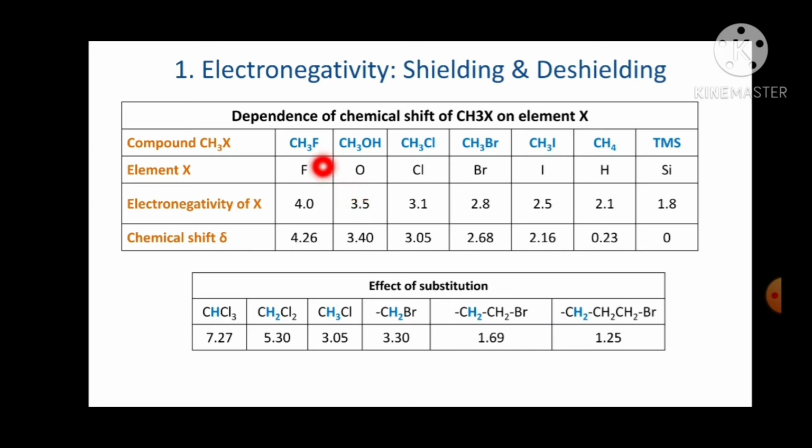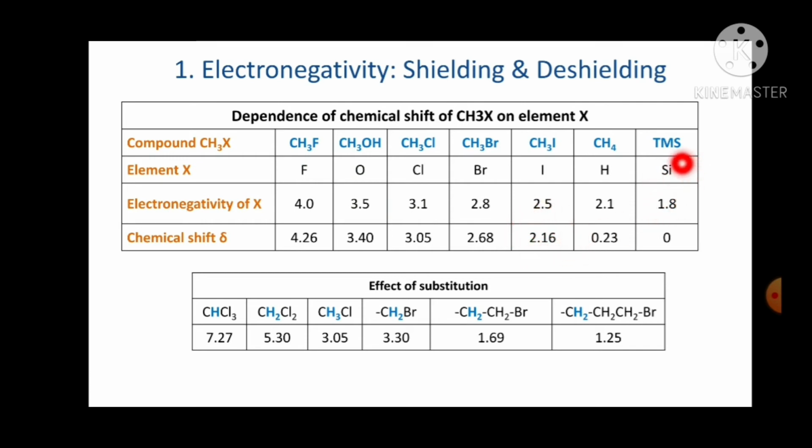If you move from fluorine to a less electronegative group like OH, chlorine or bromine, you can see the electronegativity decreases, and then the chemical shift also decreases. So there is a direct proportion between the electronegativity of the atom and the chemical shift value. You can see here the iodine. Iodine is less electronegative than bromine, chlorine, OH or fluorine, so you can see these are appearing at 2.16.